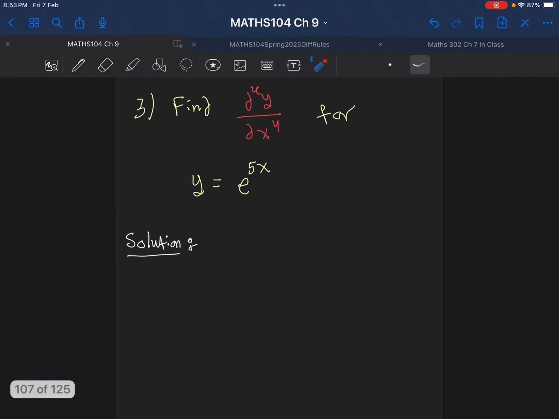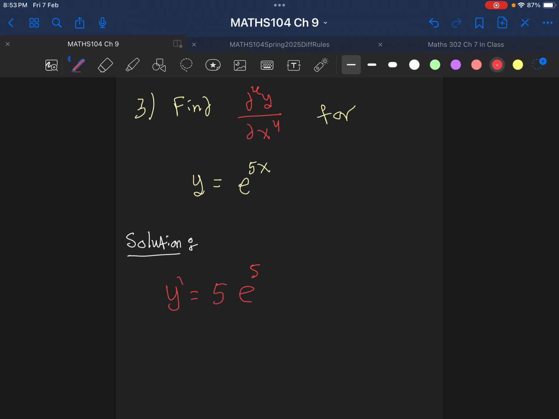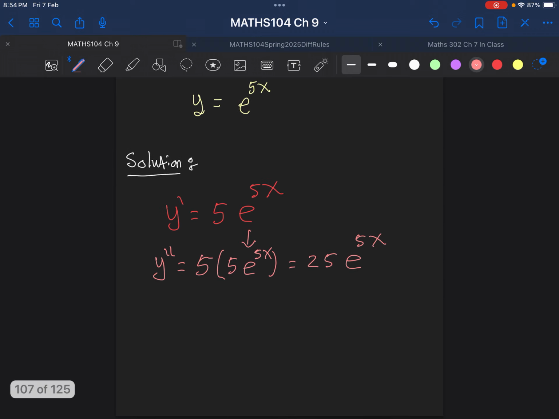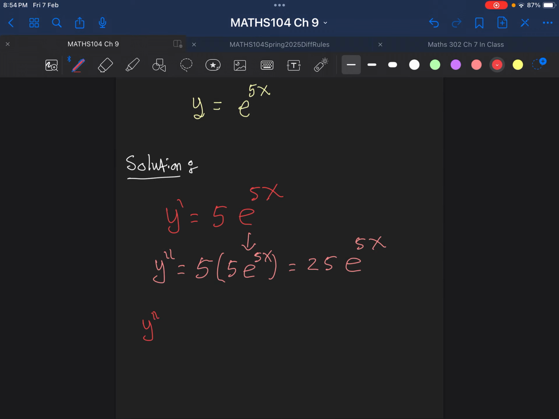Example number 3, we need to find the fourth derivative of e power 5x. The first derivative is 5e^(5x). Second derivative will be 5, and now the derivative of e^(5x) again is 5e^(5x). So we get 25e^(5x). Next, y triple prime, 25, and then we find the derivative, which will be this one. So it will be 125e^(5x).